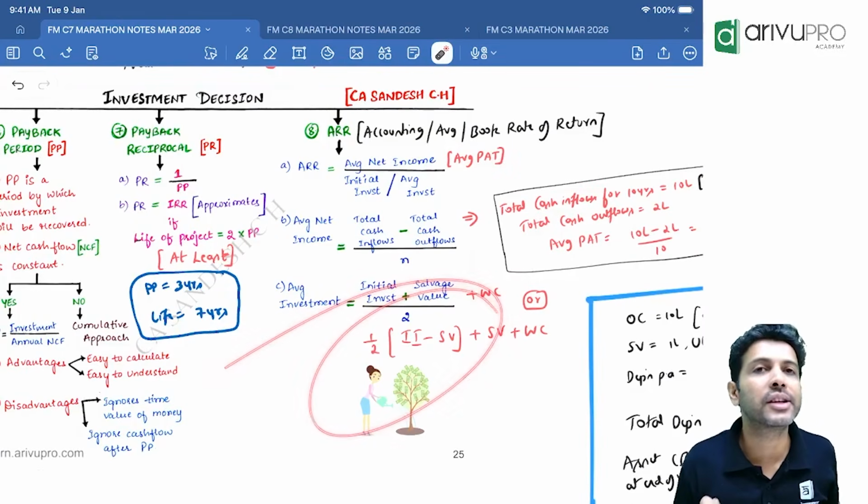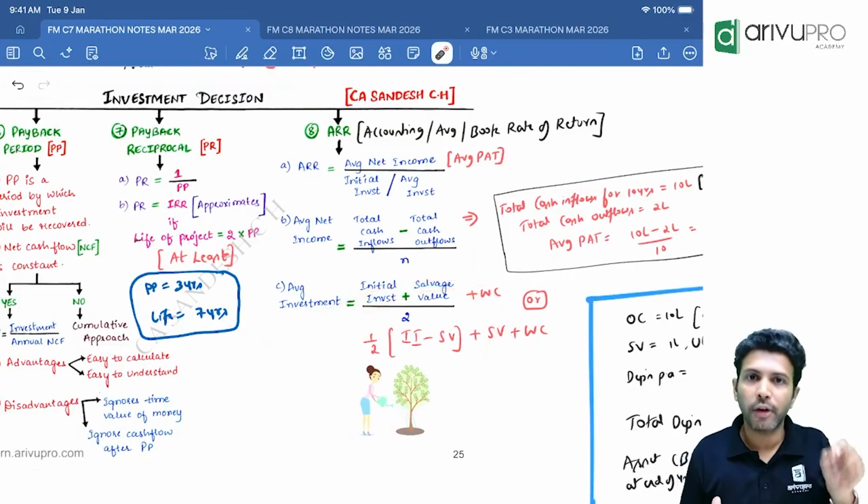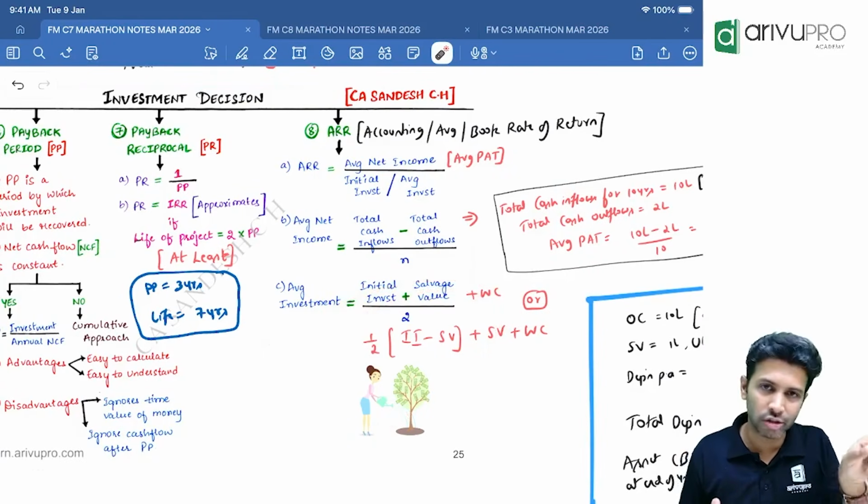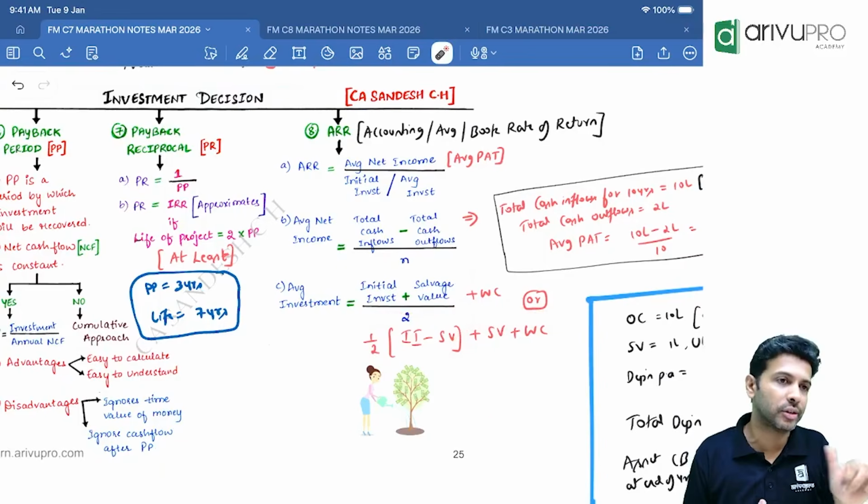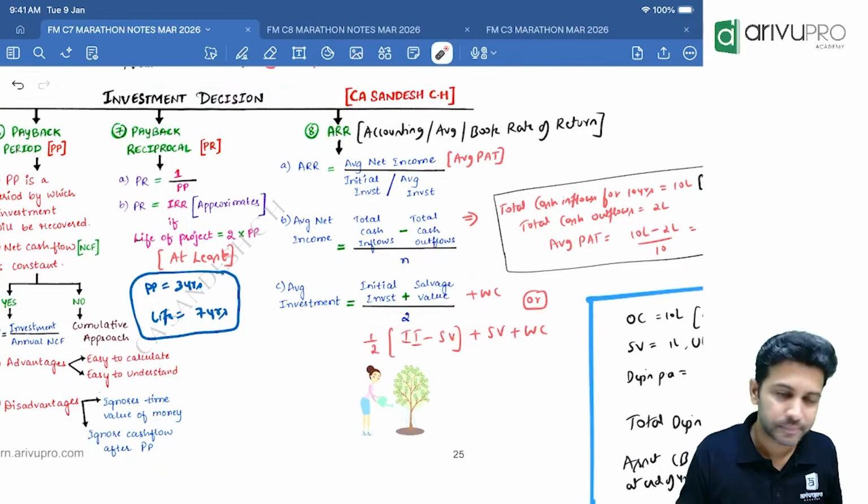And how do you get average investment? Half of initial investment minus salvage value, close the bracket, add salvage value, add WC, working capital. This will not be there, so it's fine.